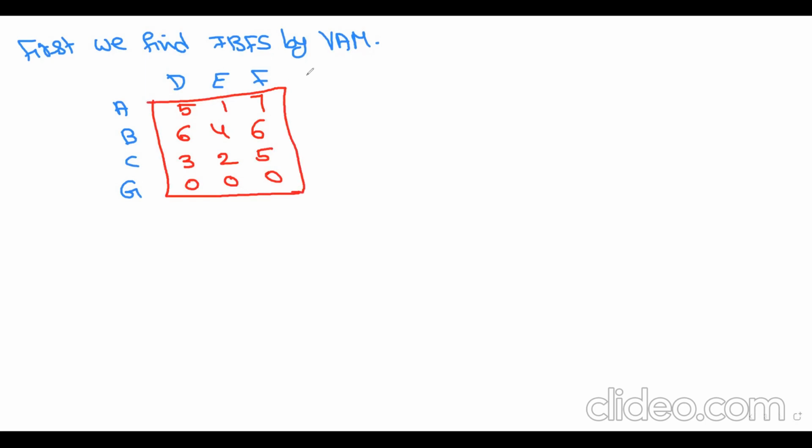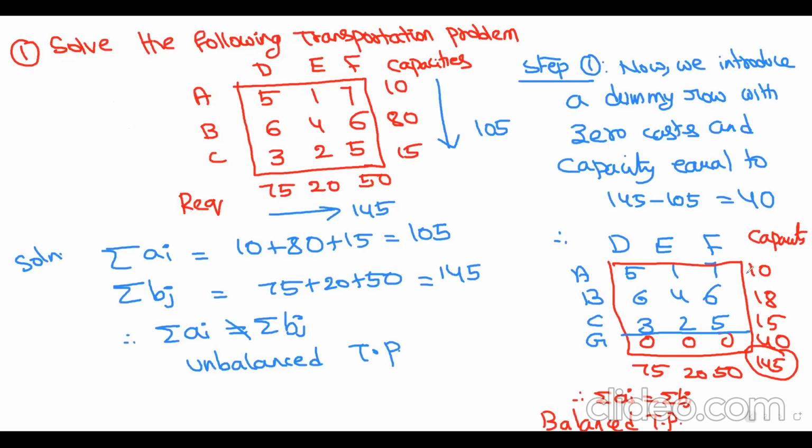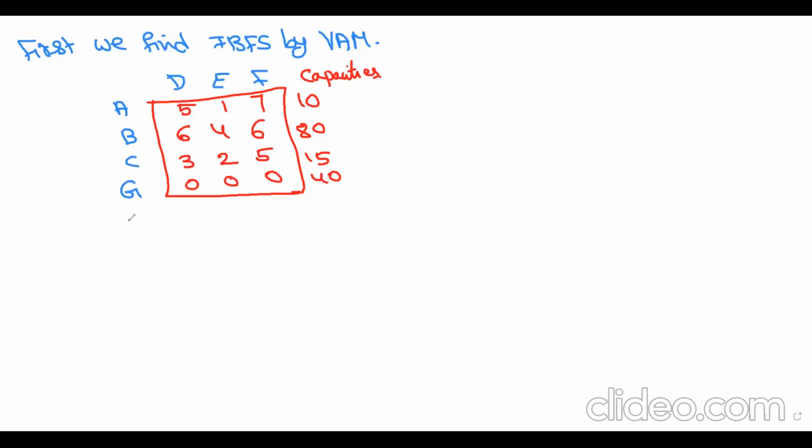And here, capacities: 10, 18, 15, 40. If I have any doubts, ones here: 10, 18, 15, 40. And requirements here we have 75, 20, 15. Okay, here I will start step one for VAM.